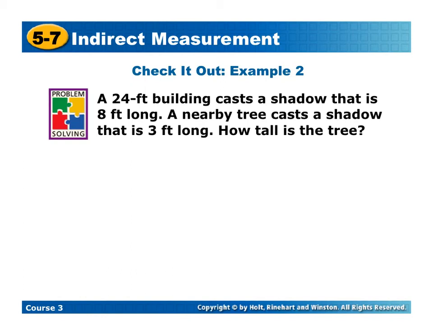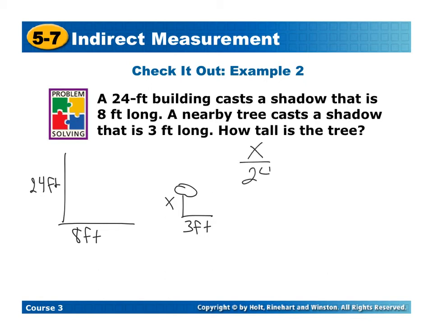Alright, so we have a 24-foot building. So here's my building. It's 24 feet. And it has an 8-foot shadow. And here's my tree. We don't know how tall it is, but its shadow is 3 feet. Now once again, remember, it doesn't matter how you set up the proportion as long as you set up ratios of the similar sides. So here I could do X is to 24 is the same as 3 is to 8 because I'm comparing similar sides.